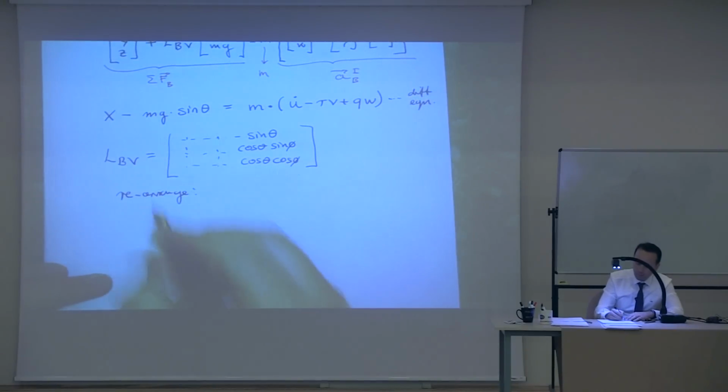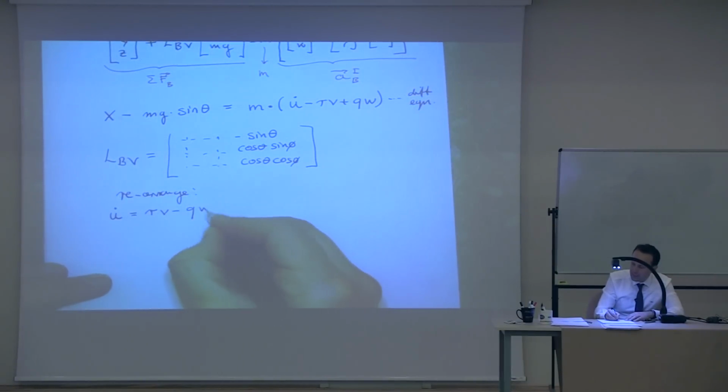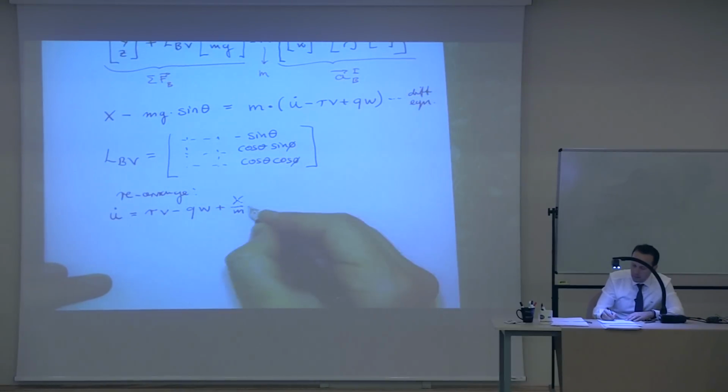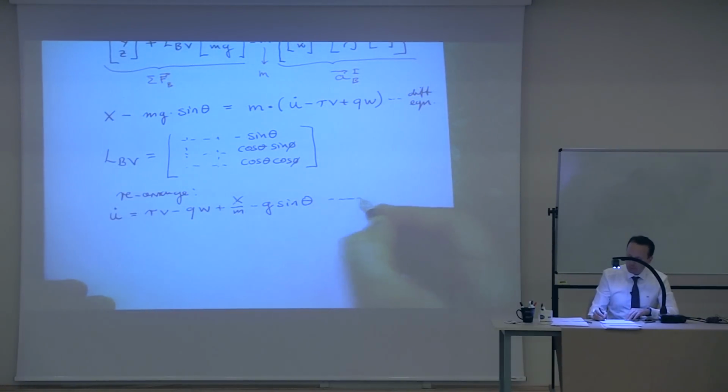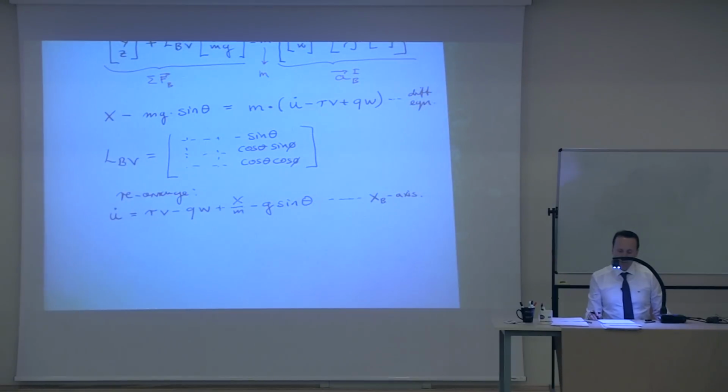Rearrange, you would get this. U dot is equal to RV minus QW plus X divided by m minus g sine theta. Okay? And this is in the x body axis.